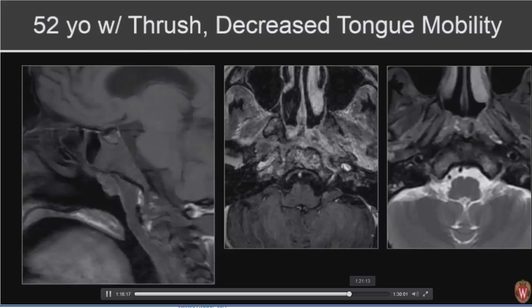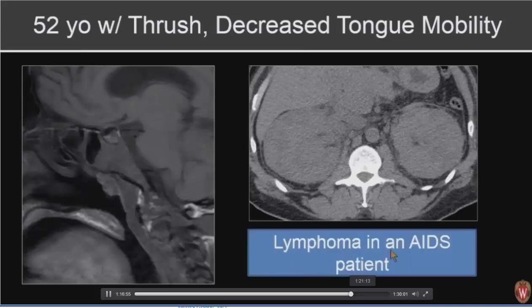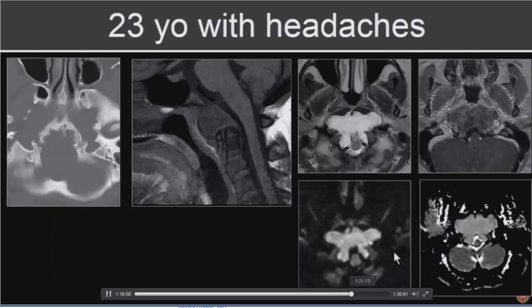This is a 52-year-old who's coming in with thrush, and the patient can't stick out their tongue for the ED physician to take a look at their mouth. They were worried about something involving the skull base because of that decreased tongue mobility. In this patient, we can also see that there's total replacement of the clivus. That normal marrow signal is not seen, and on our axial images, we can see a heterogeneous appearance of the clivus, both on our post-con images and on our T2 weighted images. We look at the rest of his imaging on our PACS, and we can see that the kidneys are totally replaced and expanded. This is a patient that has lymphoma and newly diagnosed AIDS.